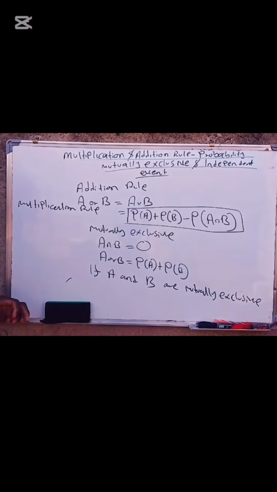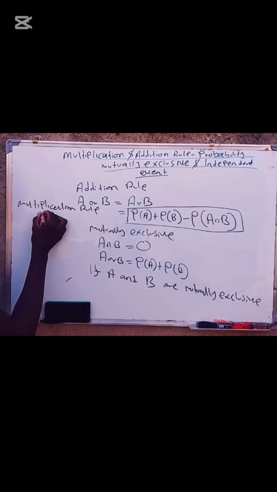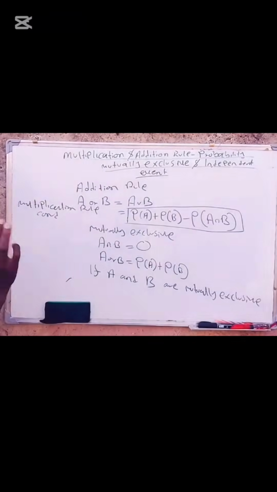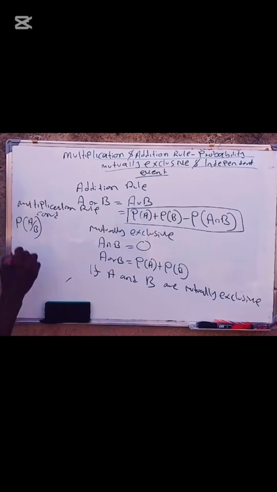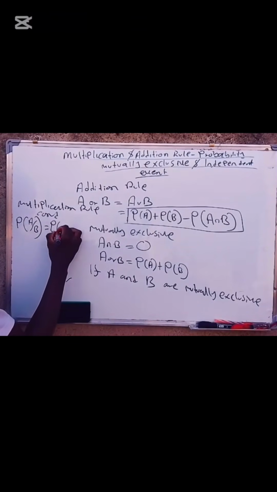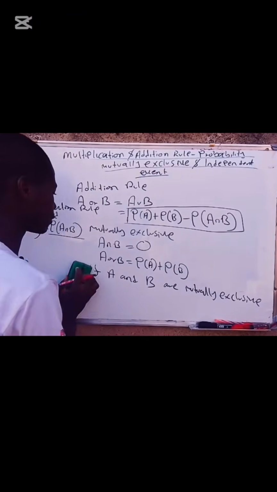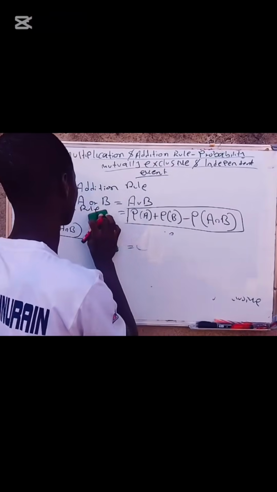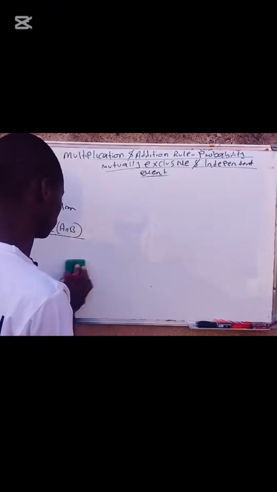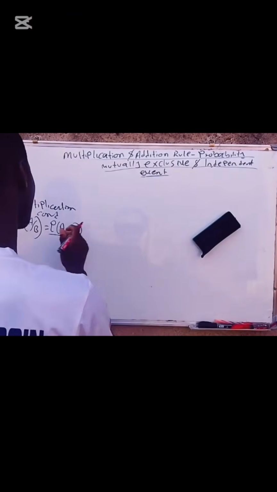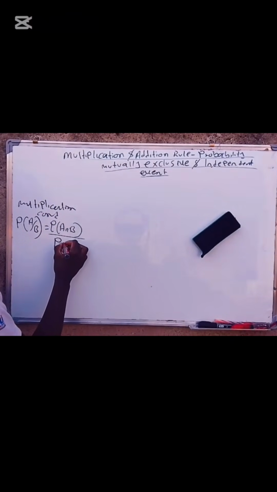So in multiplication, let me talk about conditional probability. In conditional probability, the probability of A given B is equal to the probability of A and B divided by the probability of B.